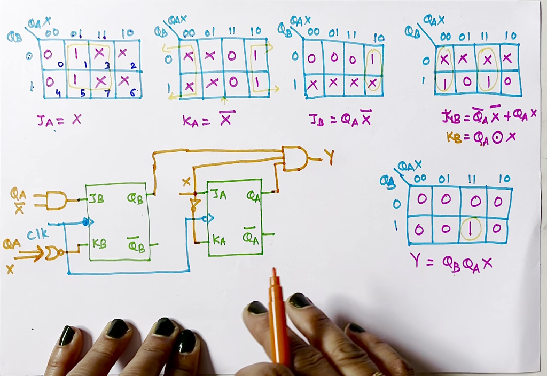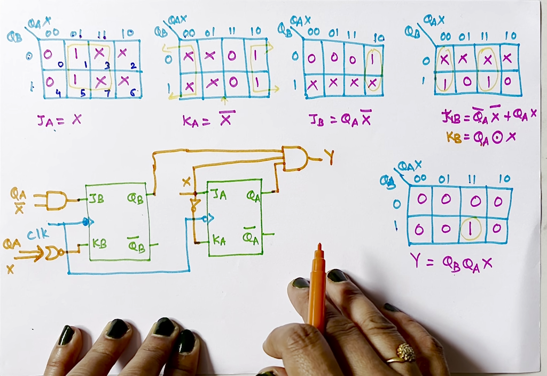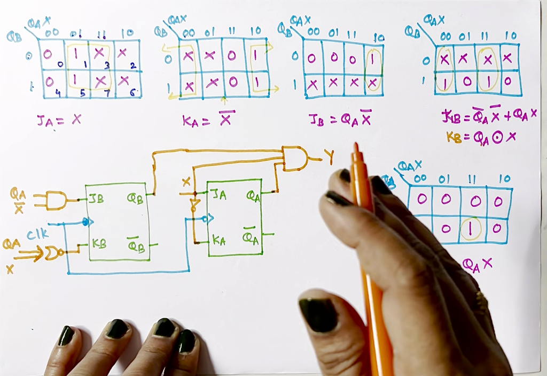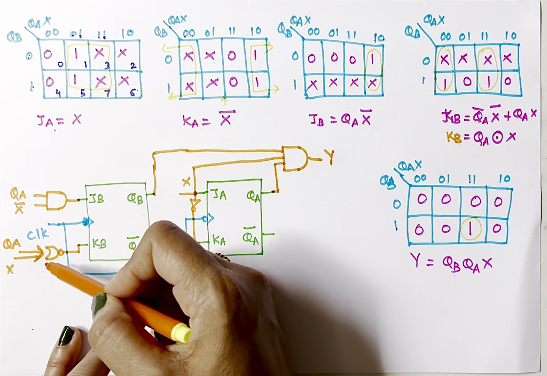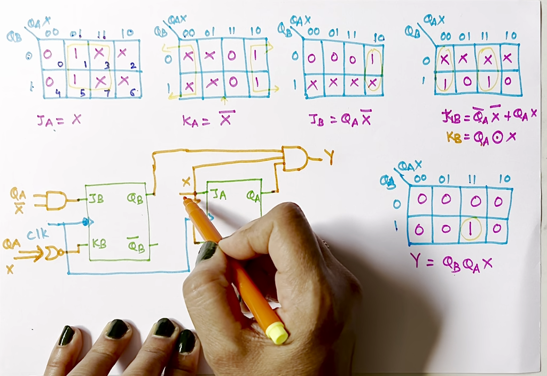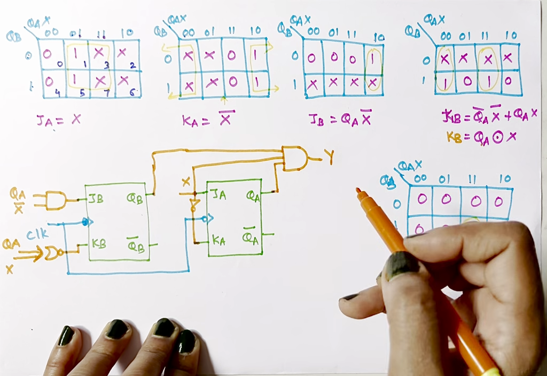So in this way I can design a sequence detector. Once you implement this sequence detector on a breadboard or using any board, and when you connect these gates, and when your input sequence comes as 1011, then your output will become 1.